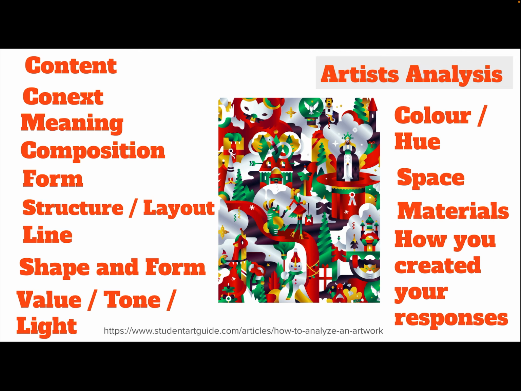Then we're going to look at value, tone and light. Has a wide tonal range been used in the artwork? In this instance, there are tones within the flat shapes, which have got darker and lighter edges. Pale and faint, subdued, dull, brooding and dark. Where are the light sources within the artwork or scene? That's tricky here, but it might be in other ones.